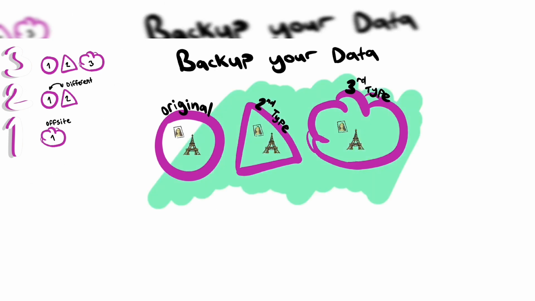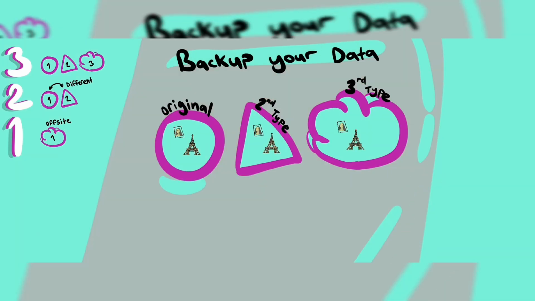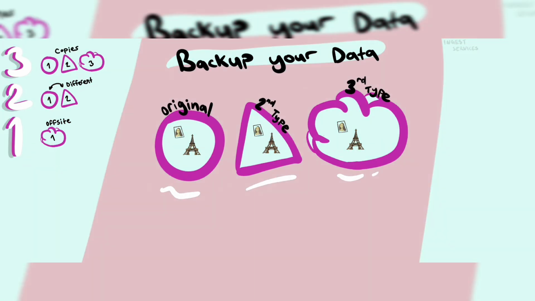So that in the case that we need to restore, we're not just relying on one copy, and we're not relying on one type of storage device, and we're also not relying on one location. Now, if we follow this 3-2-1 backup rule, we can rest assured, we can know that our Eiffel Towers and our Mona Lisas in our data are safe because they can be restored.